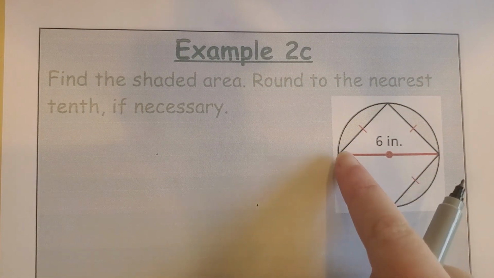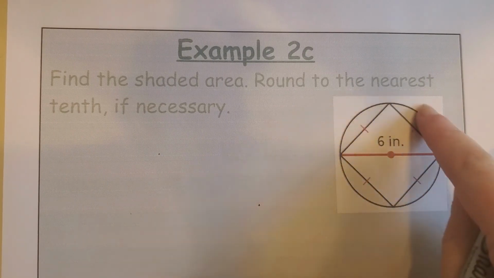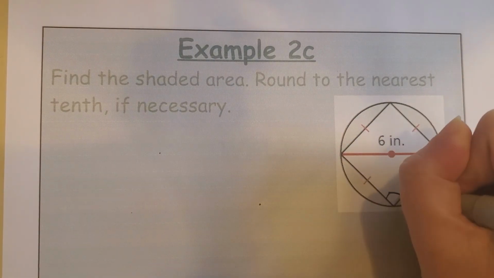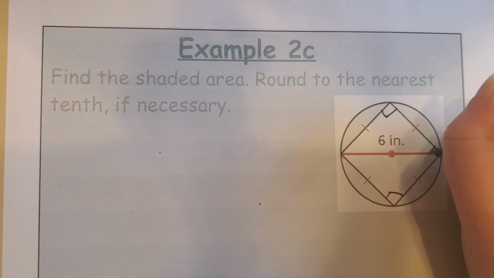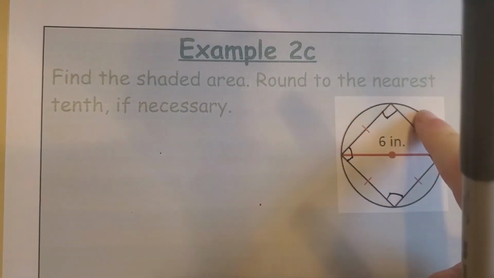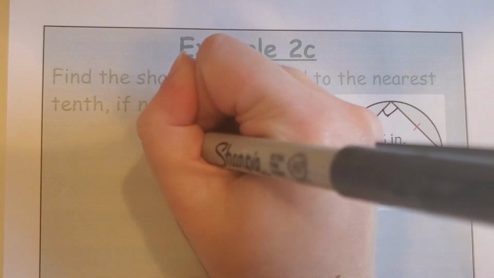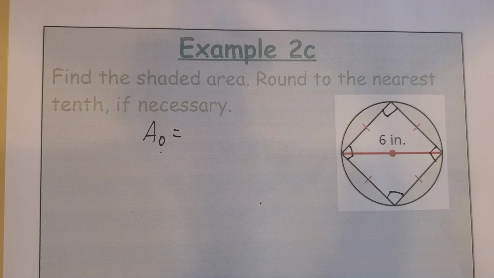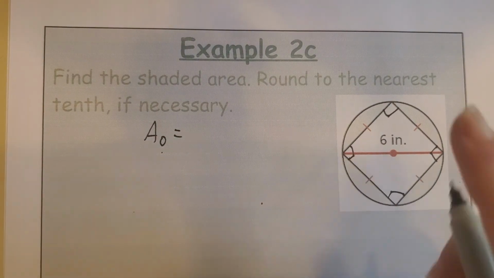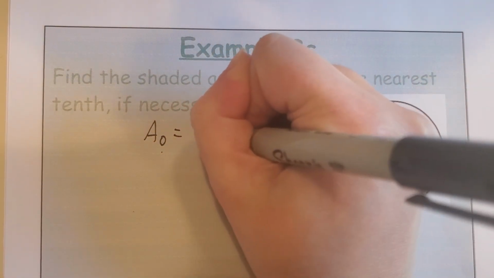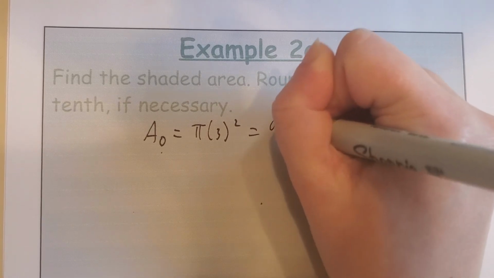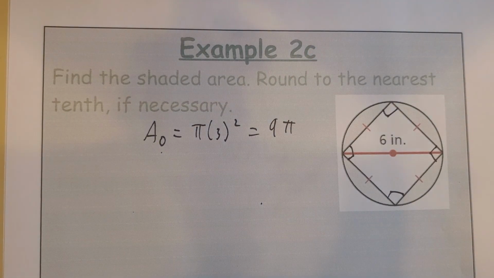All right, if this is the diameter, this is 180, which means these inscribed angles are all right. And you have the tick marks right here. So that's how we know for a fact it's a square. All right, we'll do the area of the circle first because this time it's an entire circle. 6 is our diameter, which means our radius is 3. So the area of the circle is 9 pi.